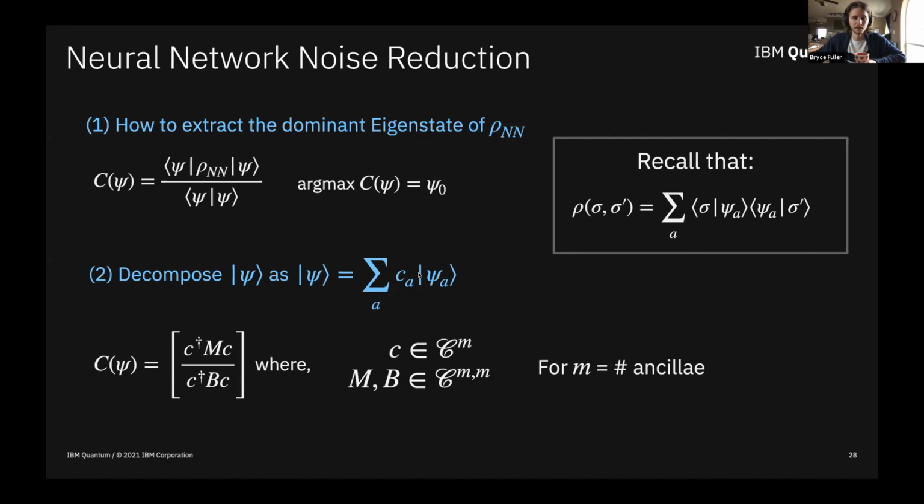But when you make this substitution and reorganize all your indices, you can actually rewrite this expression as a function like this over here, where C is an m-dimensional complex vector, where m is the number of ancillas we have, and M and B are both m by m matrices as well, right? So these are all going to be at most order of the number of qubits dimensions that you have. So we would expect these to be manageable, right?